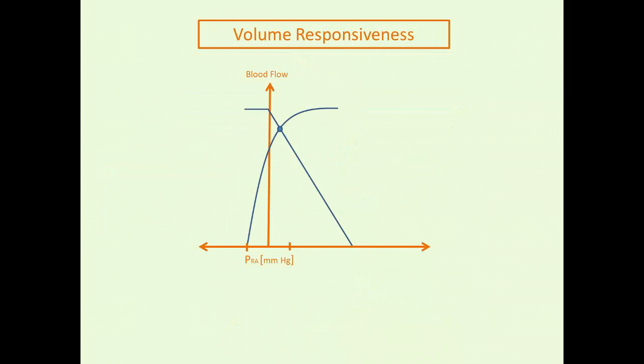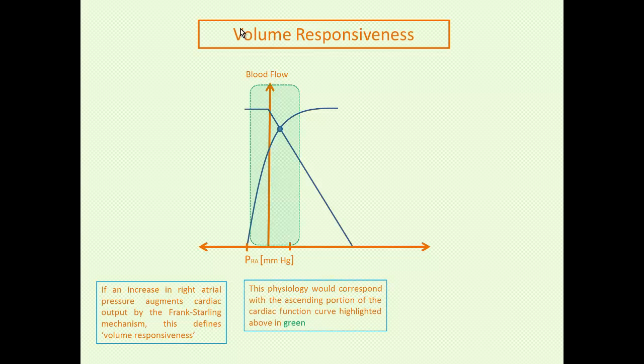So now I want to move on from volume status and move on to volume responsiveness. Volume responsiveness is the ability to augment one's cardiac output in response to a fluid bolus or an increase in your distending pressure or transmural pressure. And this is really just testing the Frank-Starling mechanism in a patient.